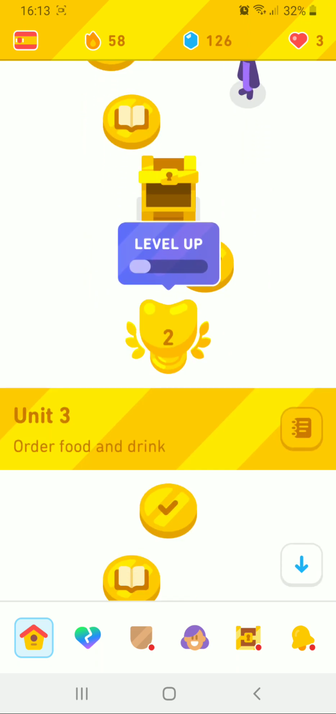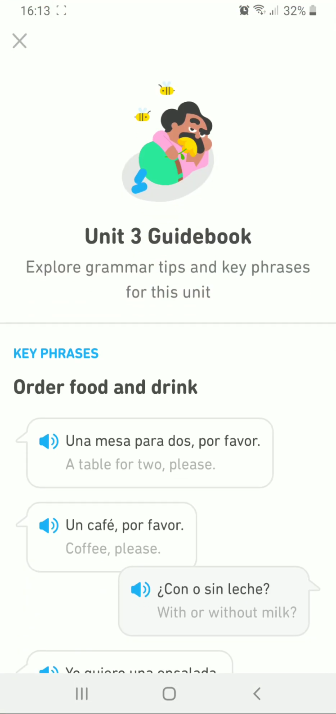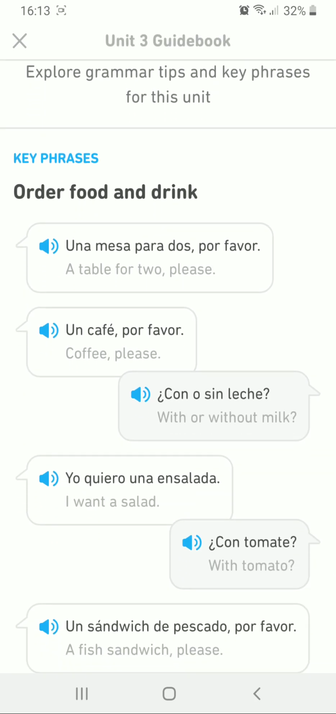We have seen that there are two verbs to be in Spanish. Let's see Unit 3 without further ado. We have order food and drink. So this is a little bit more interesting, if you like to go out and hang out and eat at the restaurants, bars, cafes and so on.